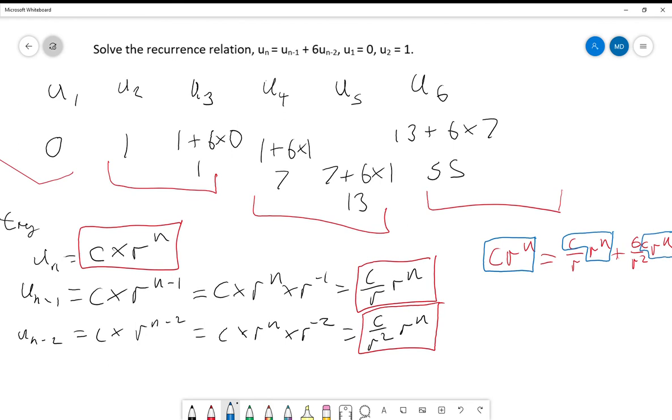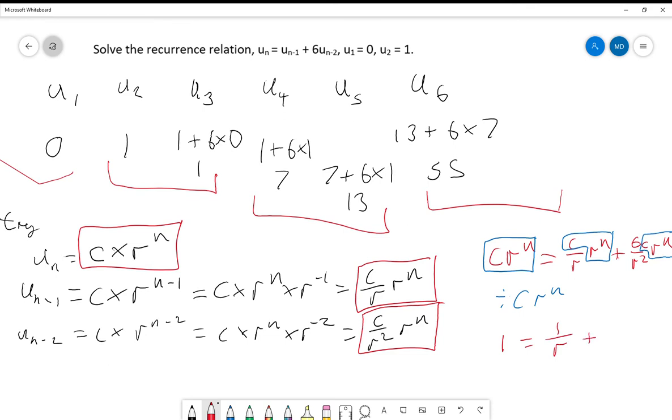And assuming r is non-zero and c is non-zero, these are always going to be non-zero, so we can just divide through by them. So we're going to divide by c r to the n. And if we do that, we're going to end up with 1. Cr to the n divided by Cr to the n is going to be equal to 1. Cr to the n over r divided by Cr to the n, the Cr to the n cancels out, and we're going to end up with 1 over r.